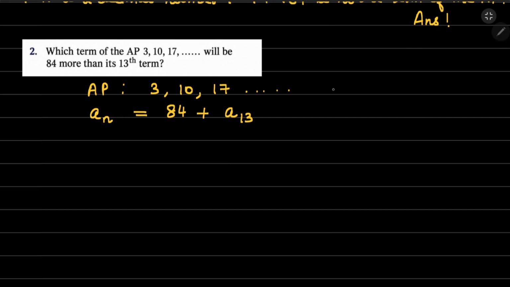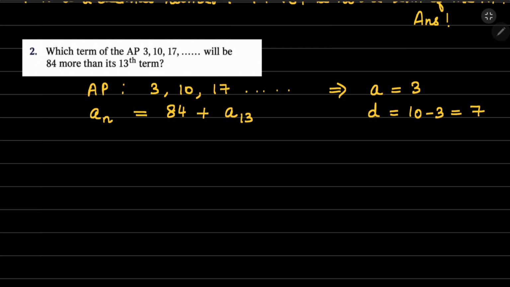Okay, so from the given AP, what do you understand? What is the first term? A is nothing but 3. The first term of the AP is 3. What is the common difference? The second term minus the first term, which is equal to 7, right? Even if you take the third term minus the second term, it will still be 7.